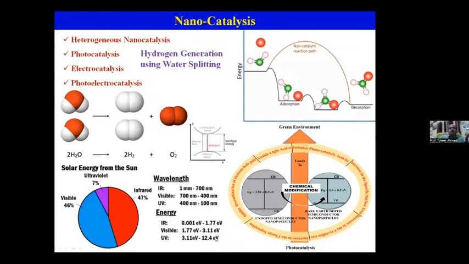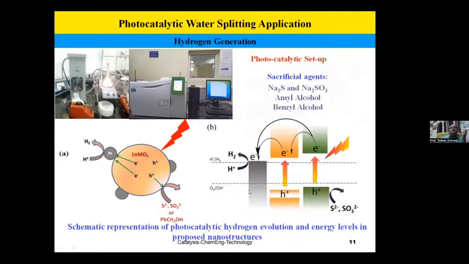Generally, we tune the optical band gap either by chemical modification or by designing heterostructures, so that we can tune the optical band gap by reducing the grain size or increasing the surface area. In this way, we are able to design visible light active photocatalysts to increase their photocatalytic efficiency. This is the main objective, or the think tank, behind this problem. Now, photocatalytic water splitting application.